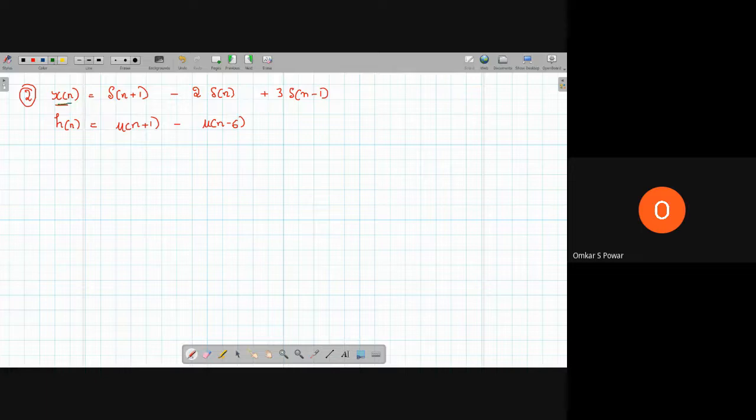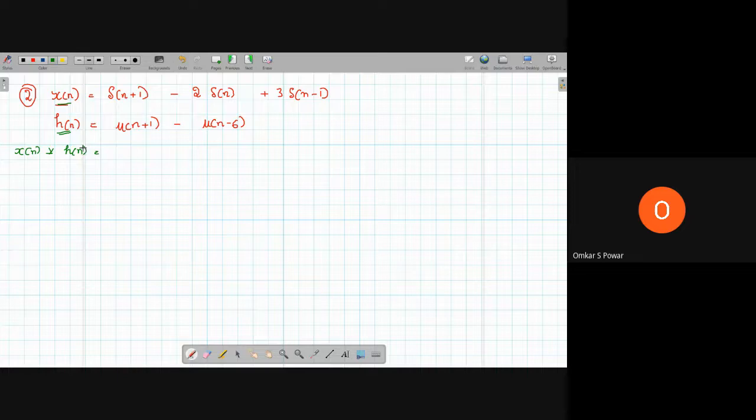So here x of n is given as delta function here, delta of n plus 1 minus 2 into del of n plus 3 into del of n minus 1. Okay, then here what is h of n they have given? They have given as unit step function u of n plus 1 minus u of n minus 6. So we have to compute the convolution. So x of n convolution h of n.